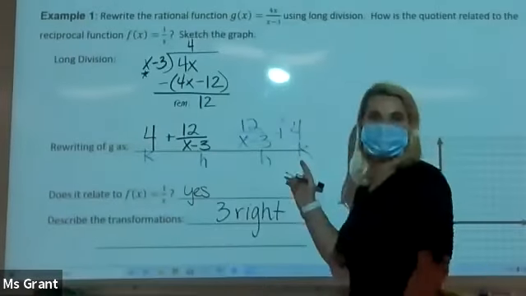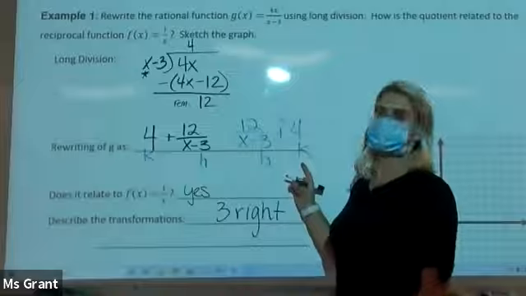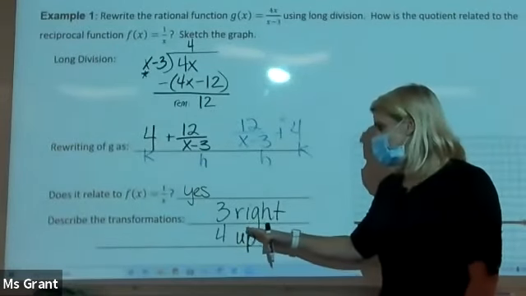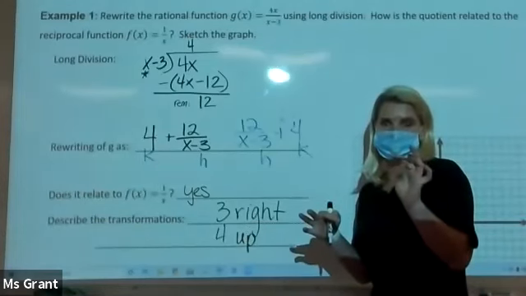And what's my K? What's my 4 do? It goes 4 up. Good, both of you. Guess what I'm going to do? I'm going to go to my graph, because it's not at 0, 0.